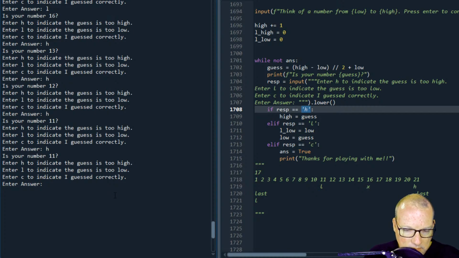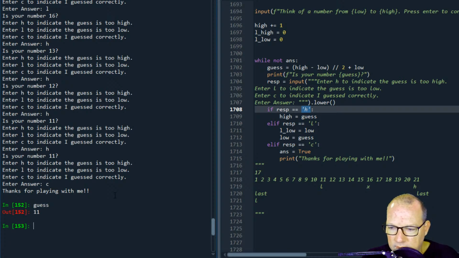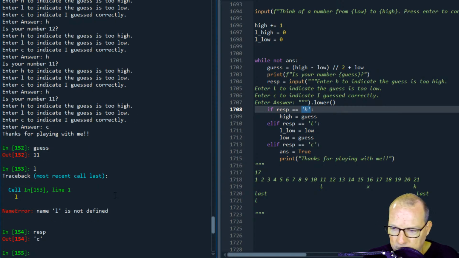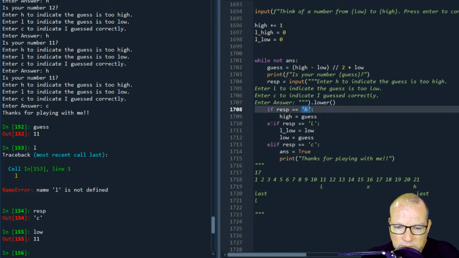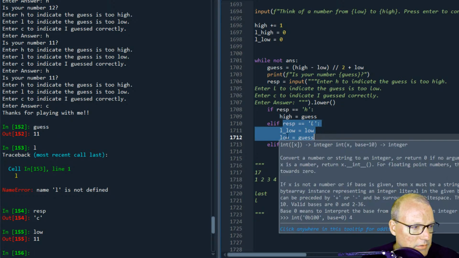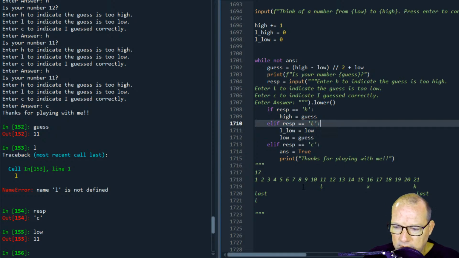Okay, let's check and see where these are. So guess is 11. Low is... response. No, what am I doing? Low is 11. All right, so this is going to be good. So it needs to be right here. So let's think about this.